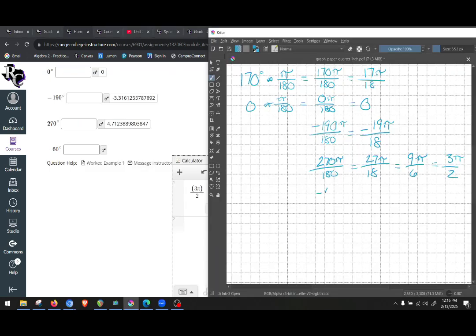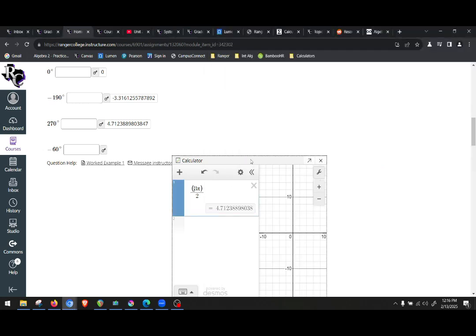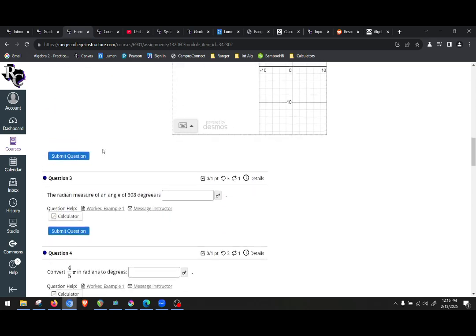Here we'll do negative 60 pi over 180. That we reduce to negative 6 pi over 18, which we can reduce to negative 1 third pi. Negative pi over 3. There you go, pretty easy on that.